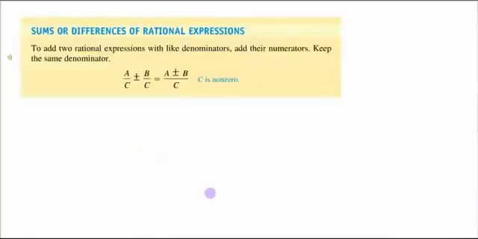Now we're going to look at sums and differences of rational expressions. To add two rational expressions with like denominators, we add their numerators. Keep the same denominator. Very similar to what we did when we were working with plain fractions. So a over c plus b over c will be a plus b over c. A over c minus b over c equals a minus b all over c. And of course c is non-zero.